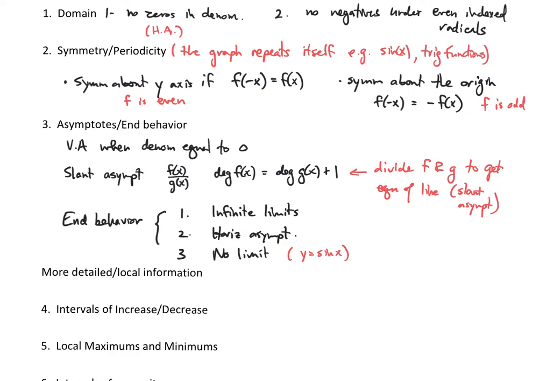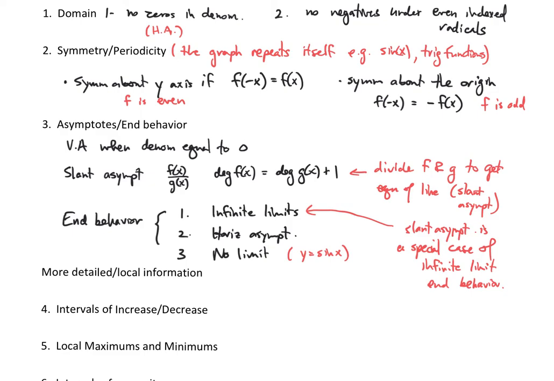So in actual fact, a slant asymptote is also end behavior. It's like a special case of the infinite limit situation. So maybe I should mention that. I'll put that in as a comment in red. I'll say slant asymptote is a special case of the infinite limit end behavior.